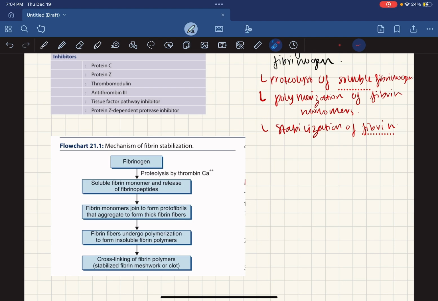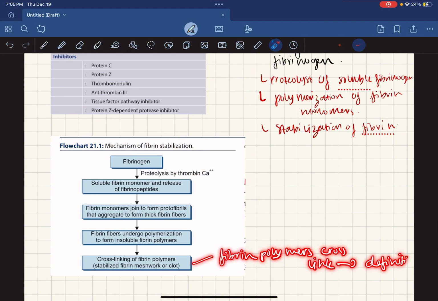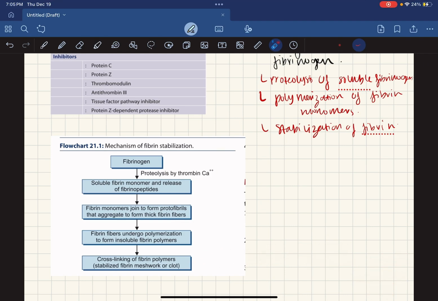So fibrinogen, with the help of thrombin and calcium, is made into soluble fibrin monomer, and there will be release of the fibrinopeptides. These fibrin monomers will join to form protofibrils that aggregate to form thick fibrin fibers, and these fibers undergo polymerization and become insoluble fibrin polymers. These fibrin polymers will cross-link to each other, and it will help in forming a definitive hemostatic plug, as we have seen in the above picture.